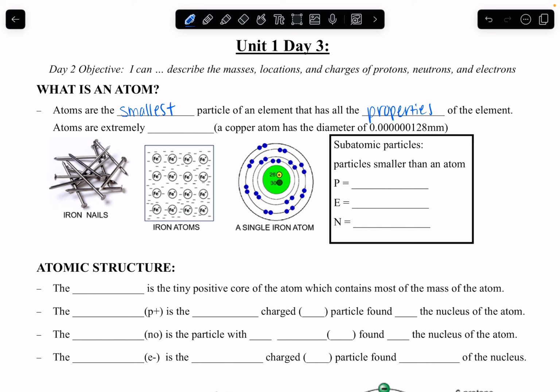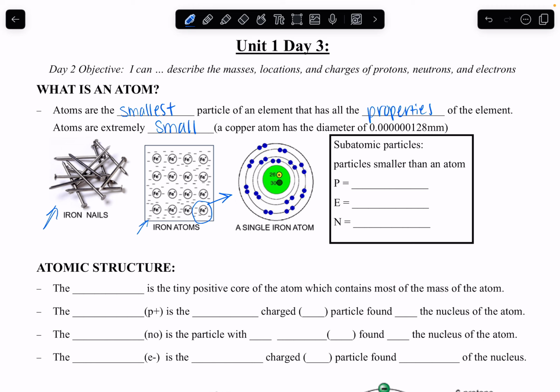Okay, atoms are extremely small. So a copper atom has a diameter of 0.000000128 millimeters. That's itty bitty teeny tiny. Okay, so if I look at a handful of iron nails, they're really small, right? And each atom inside of those iron nails is very small, like what you see here. And then you look at each one of those atoms, they look like this, and it breaks down even smaller. So these are tiny, tiny things.